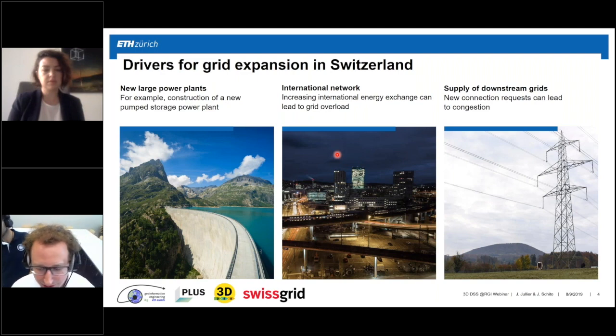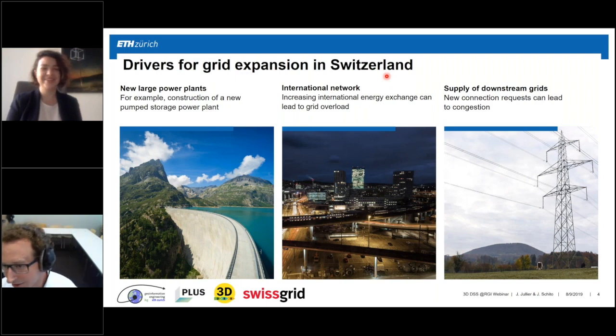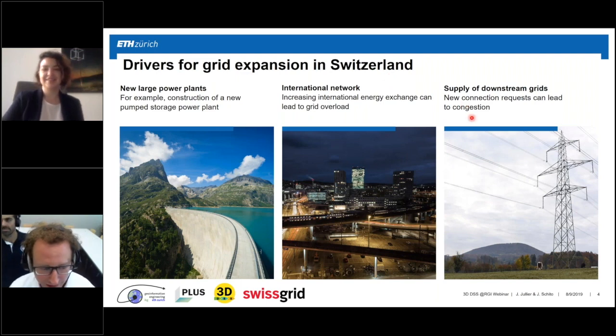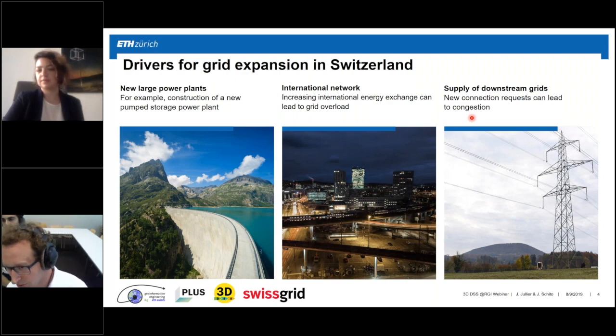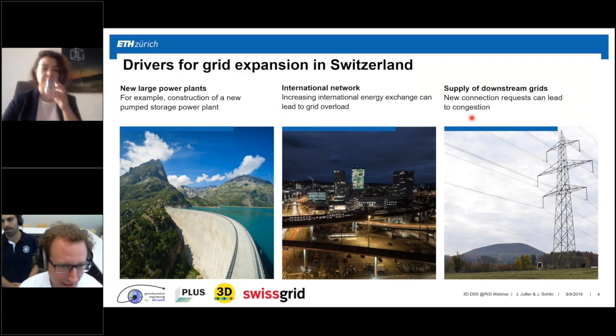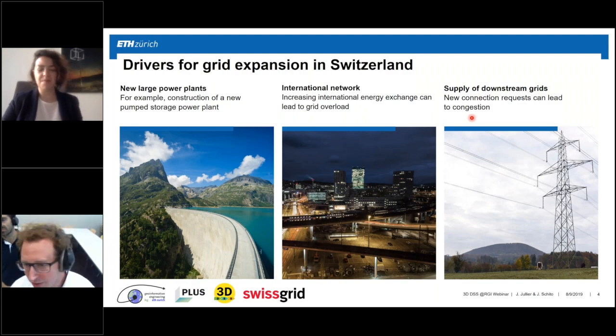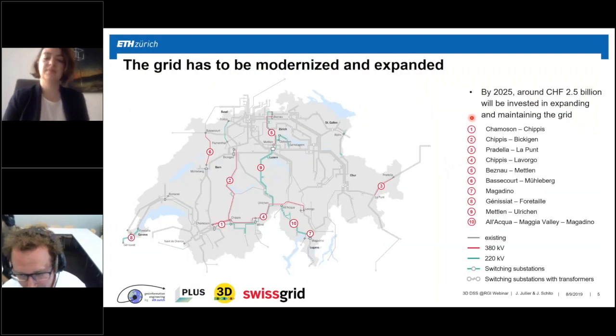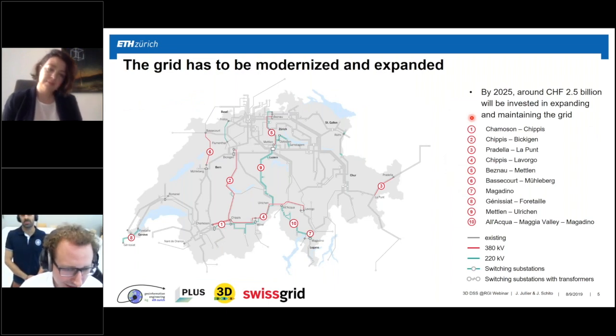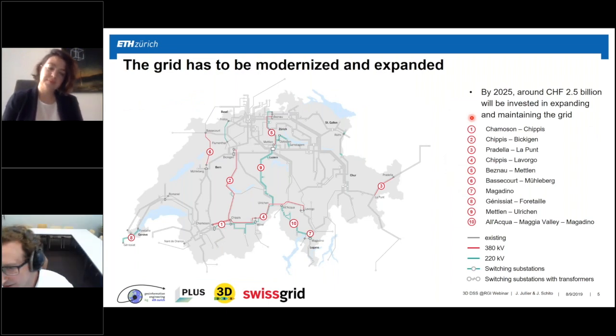Then the second driver is import, export, and transit. This is also very important for Switzerland, because in Switzerland we import electricity in winter and we export in summer. Then the third driver is the supply of the distribution grids. Also, we have to connect the transmission grid with the distribution grid, and lines are necessary for that. And this leads us to the following map of 10 important grid expansion projects, and these projects are necessary until 2025.